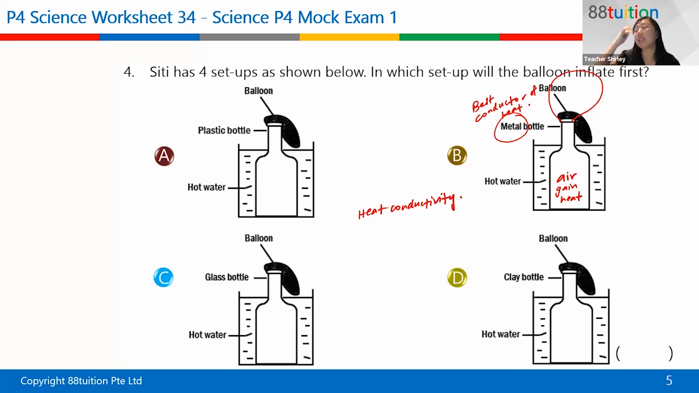Now, being the best conductor of heat, it will be able to gain heat fastest because it's the best. So we're using superlatives here. Because it's the best, it will gain heat the fastest. And when it gains heat the fastest, it will also expand the fastest. And when it expands the fastest, the balloon will inflate the fastest. So that's why the answer is B for this.